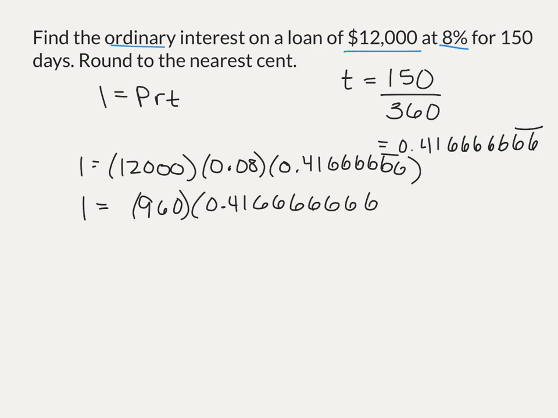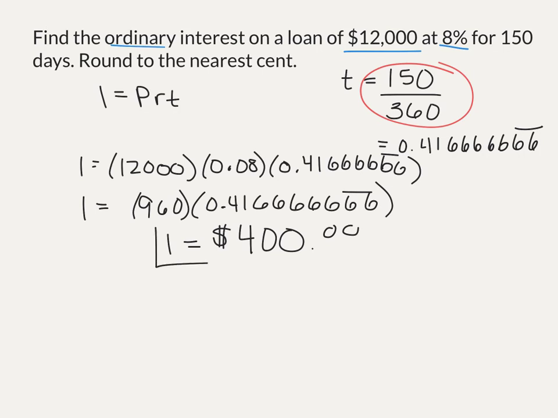Next, we'll take that long decimal and multiply it by 960, and we want to keep this decimal as long as possible, or you can multiply it by this fraction, and we should get an exact answer of $400 even. So our answer is $400.